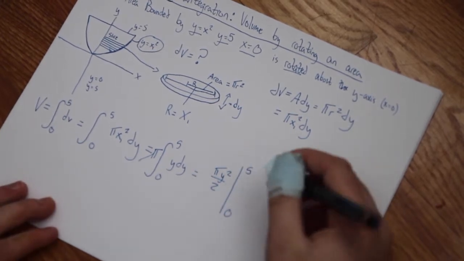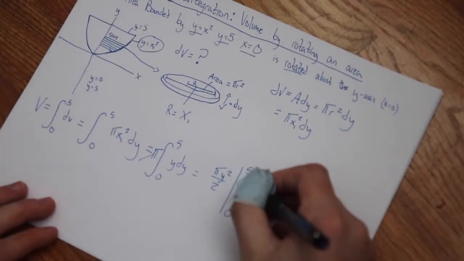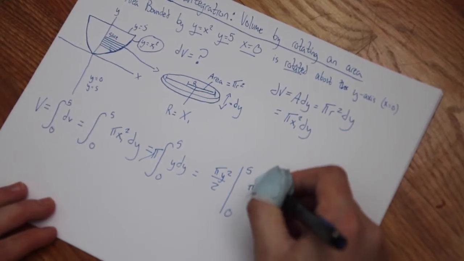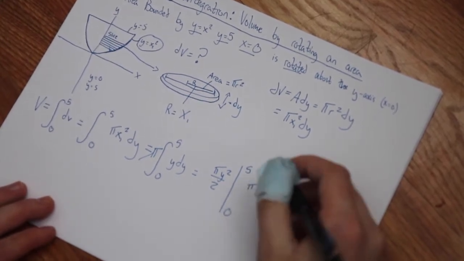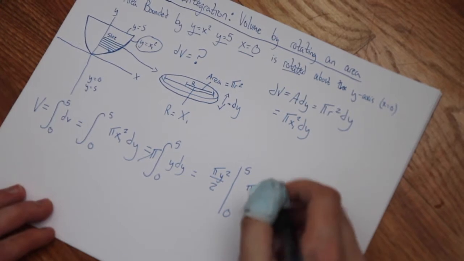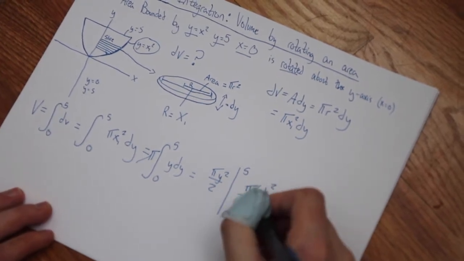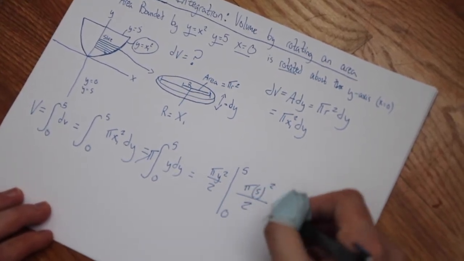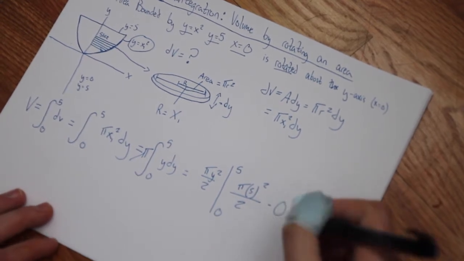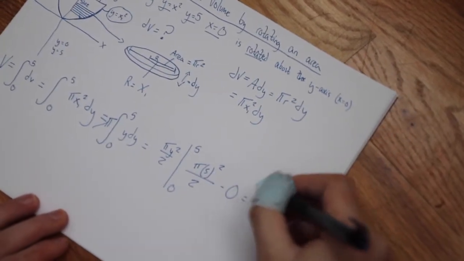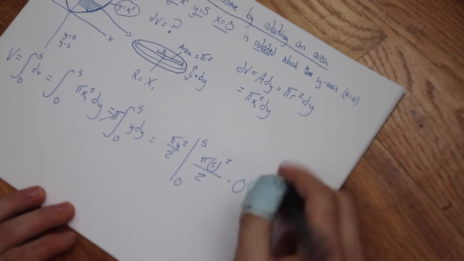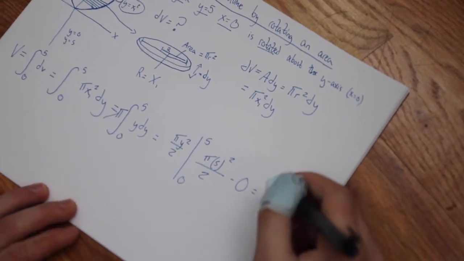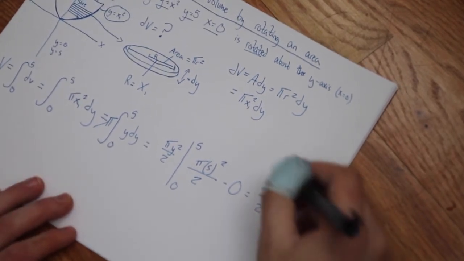And what that looks like in an equation is pi times 5 squared over 2, minus 0, because it's the absolute value integral, which is going to equal 25 pi over 2. And that is our answer.